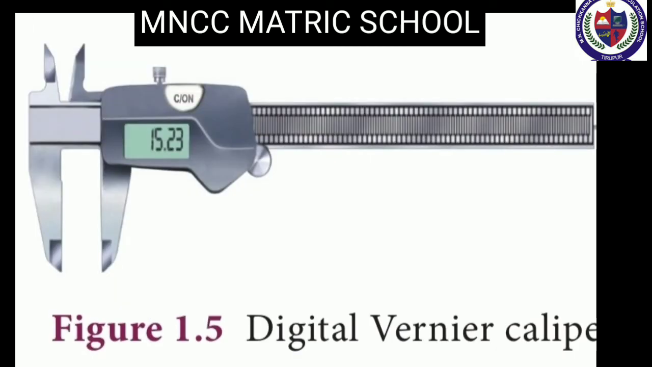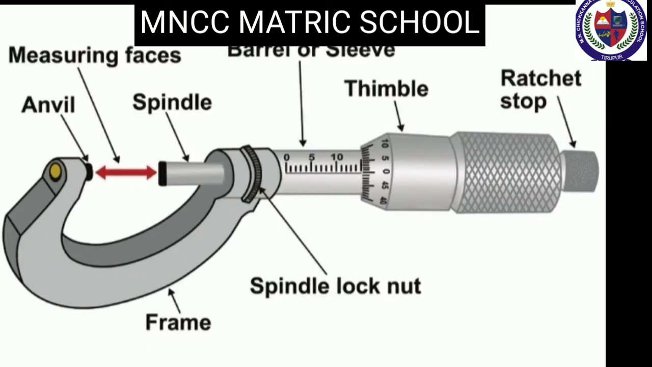Mostly we use this digital vernier caliper. It has a digital display on the slider which calculates and displays the measured value. The user need not manually calculate the least count and zero error, etc. See, this picture is called screw gauge. Screw gauge is an instrument that can measure dimensions up to 0.01 millimeter. With the screw gauge, it is possible to measure the diameter of a thin wire and the thickness of thin metallic plates.